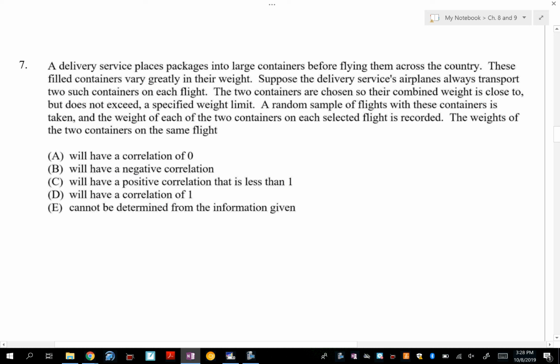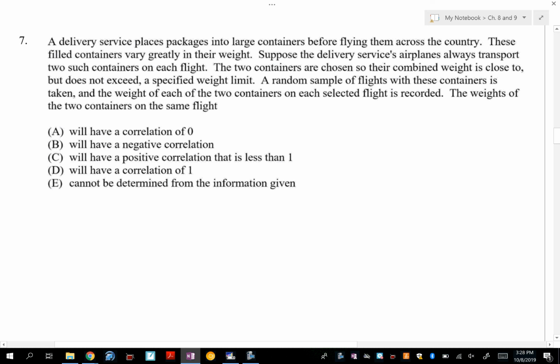Let's go to 7. All right, 7. Okay, you've got a delivery service, places packages in containers, cool. Okay, they vary in weight, cool. They always have 2 of them on each flight. Okay, interesting. So when they choose the containers, they always have to look at their combined weight that doesn't exceed a limit. Let's say like 100 pounds.